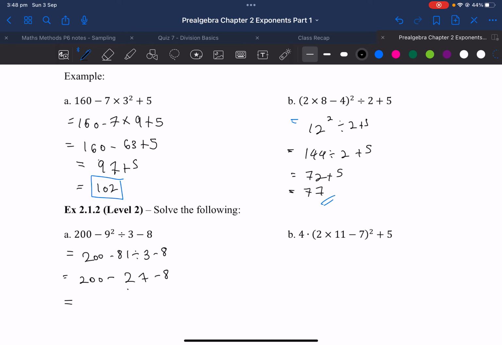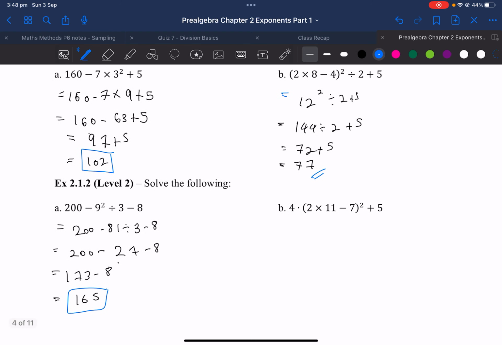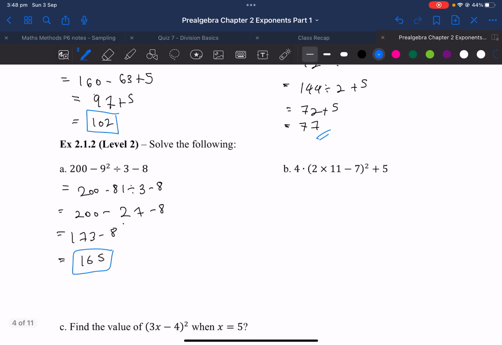Oh, yeah, because you can't do that, because there's a minus in front of the 27. So if you actually do it from left to right, 200 minus 27 is 173, and you take 8 from that. The answer should be 165. Okay? Does it make sense, 165? Yeah. Alright, good. And let's do all of them. B as well.